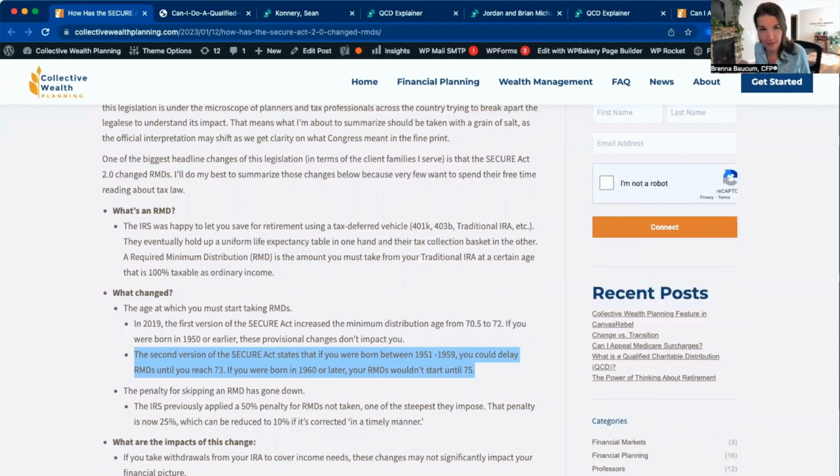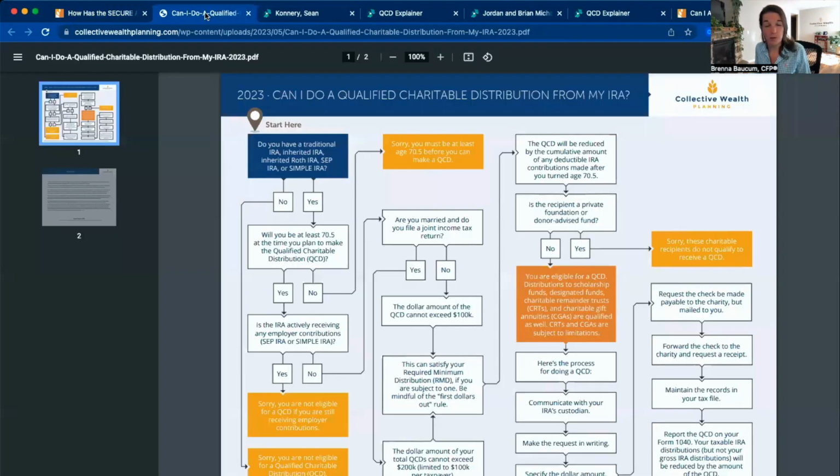So hopefully that makes sense. And if you want a real simple way to know whether or not you can do a qualified charitable distribution, you can check out our flow chart on it. You start here and just answer the questions along the way, and it will guide you through the decision-making process.